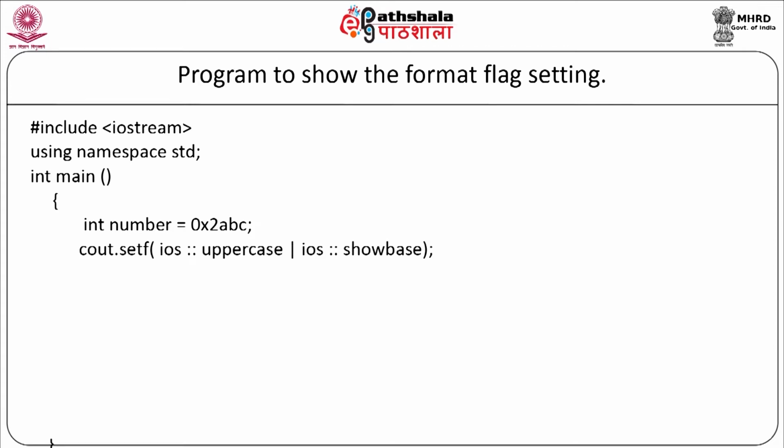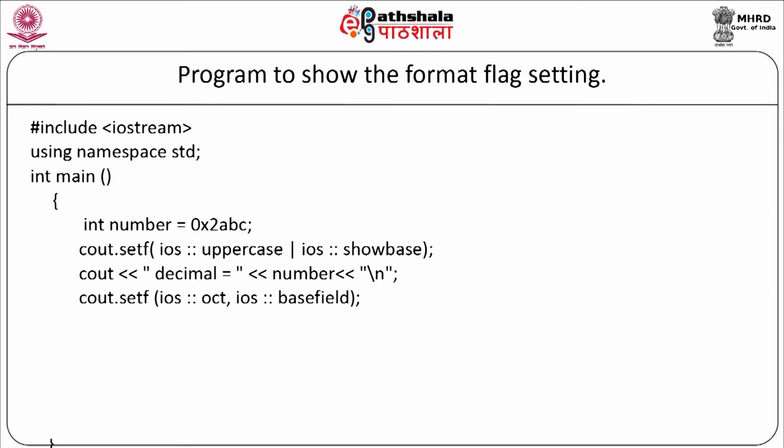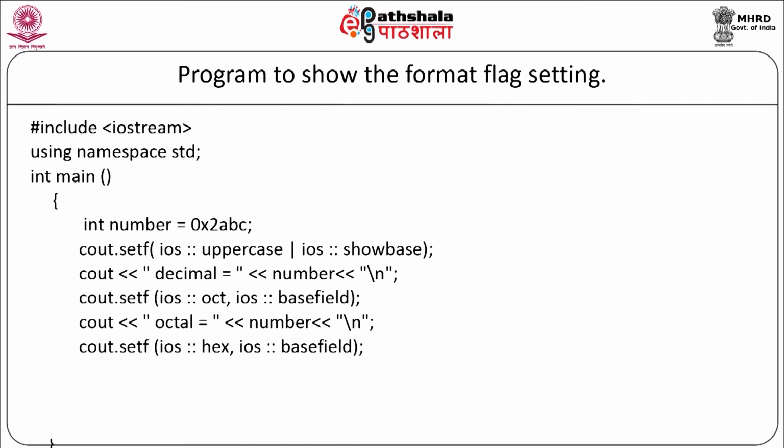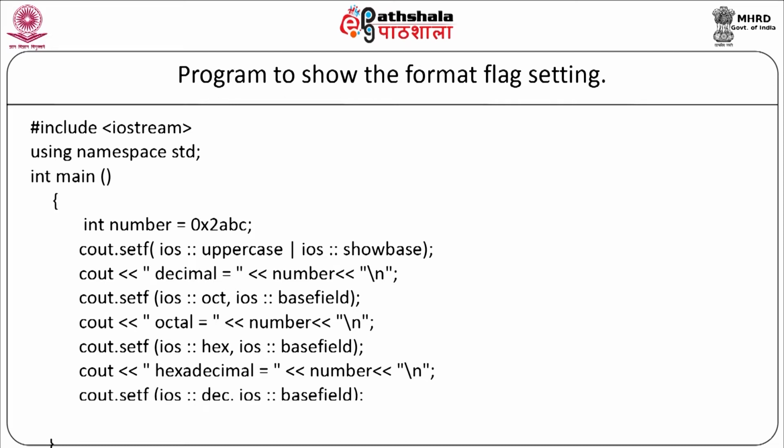cout.setf(ios::uppercase | ios::showbase); cout << "decimal = " << setf(ios::dec, ios::basefield) and the value of a number. cout.setf(ios::oct, ios::basefield); cout << "octal = " and the value of a number. cout.setf(ios::hex, ios::basefield); cout << "hexadecimal = " and the value of a number. cout.setf(ios::dec, ios::basefield); cout << "decimal = " and the value of a number, \n, and the program will end.